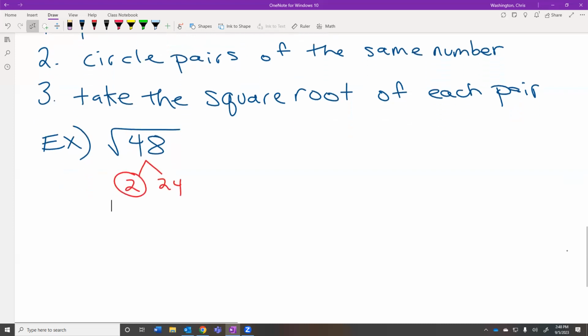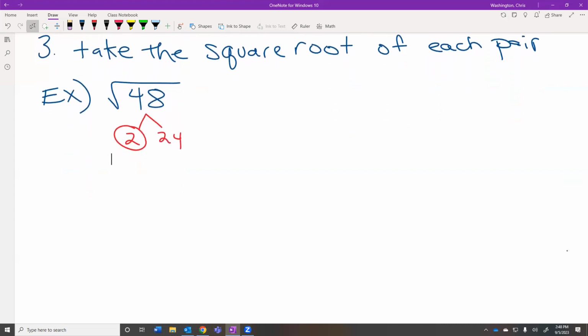What's 24? What can we multiply to 24? 6 and 4. If you use 2 and 12, guess what? That's okay. It doesn't matter. What can we multiply to get 6? 2 and 3. We're going to circle those. What can we multiply to get 4? 2 times 2. So we should have 4 2s. Everybody should have 4 2s and 1 3. It doesn't matter what numbers you pick, okay? As long as they multiply to give me 48.